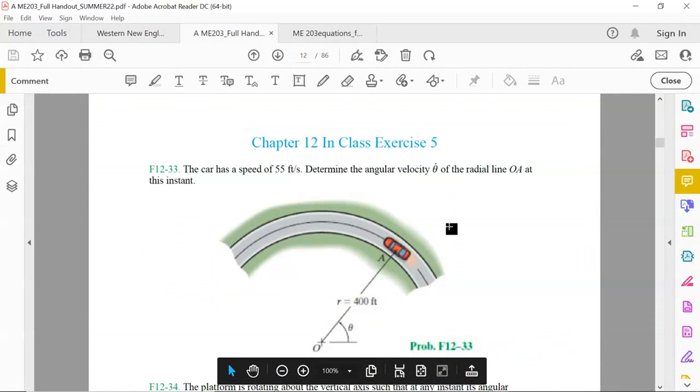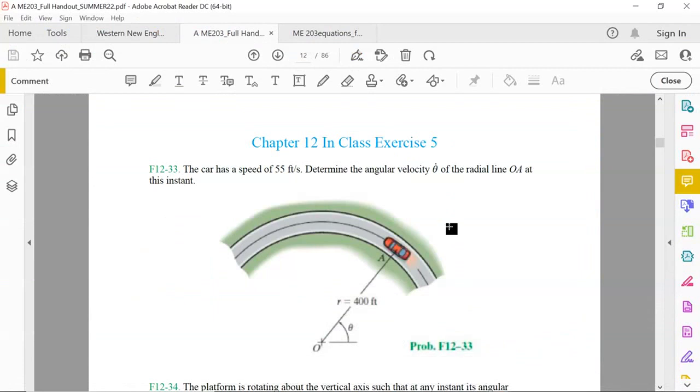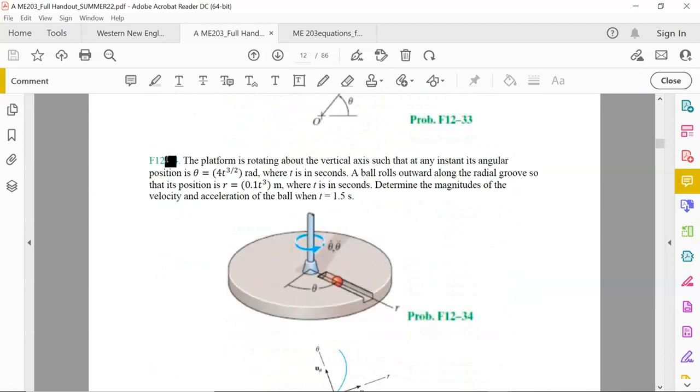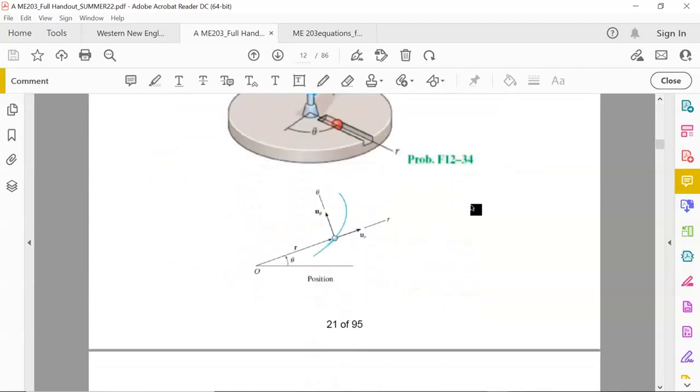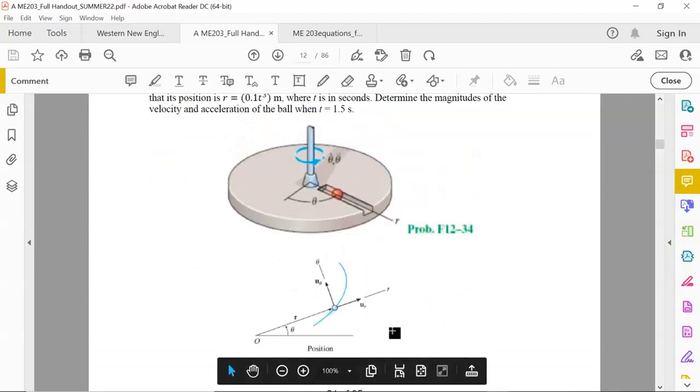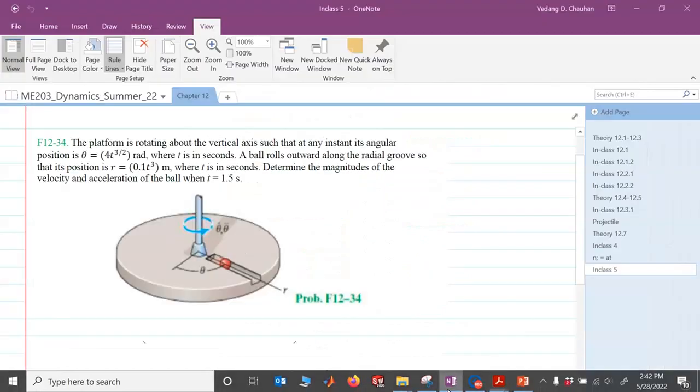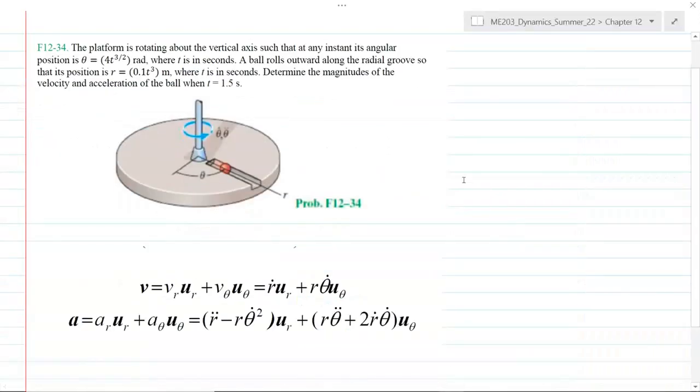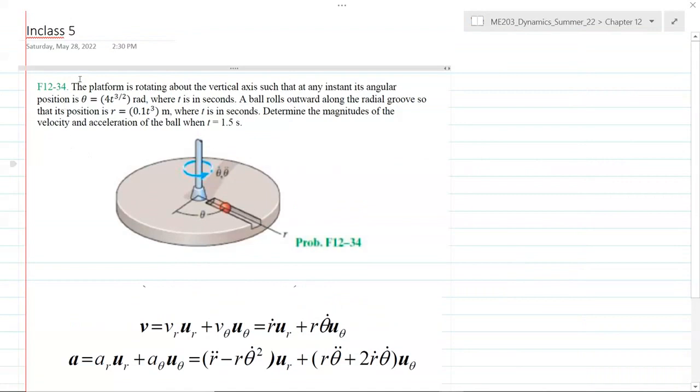We will work on chapter 12 in class exercise 5, problem number 1234. This is on page number 21 of your handout. So for this problem, let's read the problem statement.